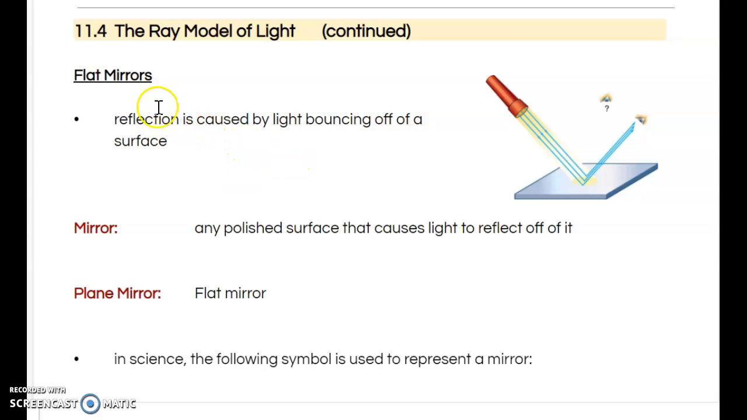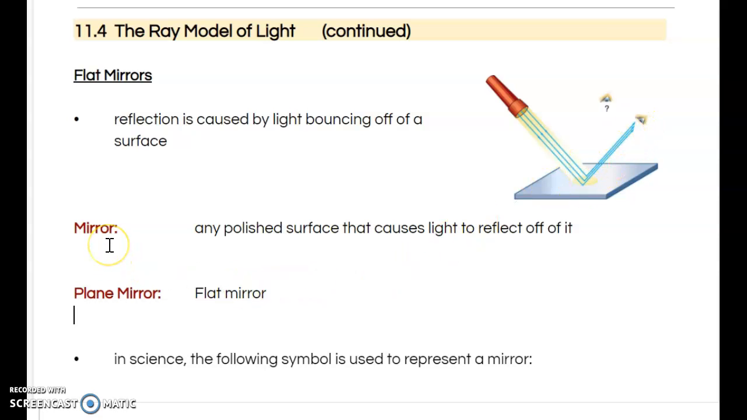Okay, so flat mirrors are really just any surface that can cause any type of reflection. I know you think of mirrors as maybe the mirror that you see in your bathroom, or a mirror that you check yourself out in as you're walking out the door to make sure you're looking good. But reflection is caused by light bouncing off of a surface. Again, that doesn't necessarily have to be a super reflective mirror. It could be your table, it could be your textbook, it could be a mug. Okay, it's anything where incident rays can bounce off of and hit your eyeball.